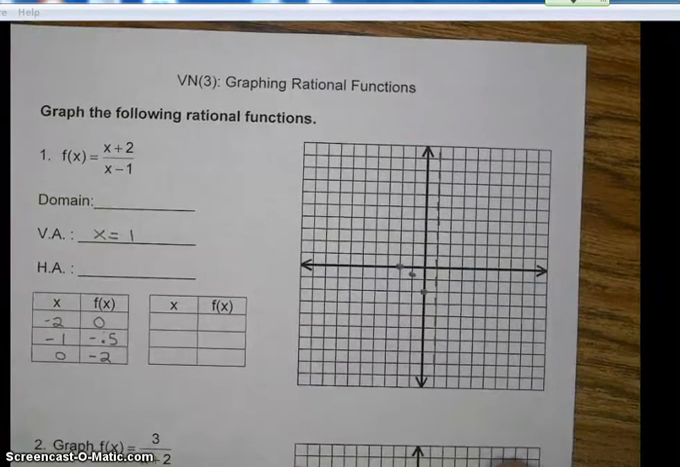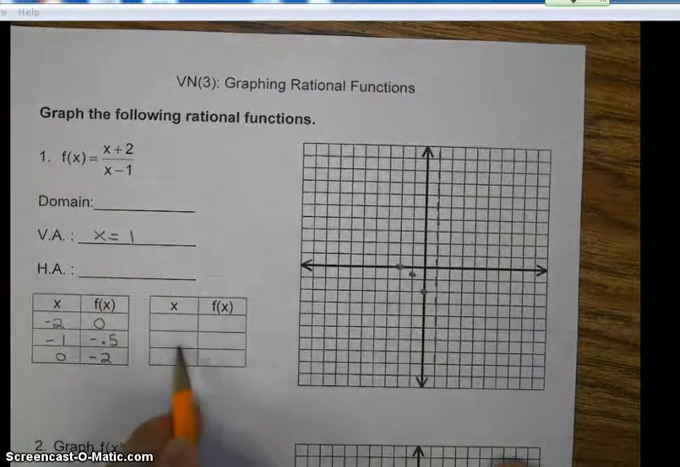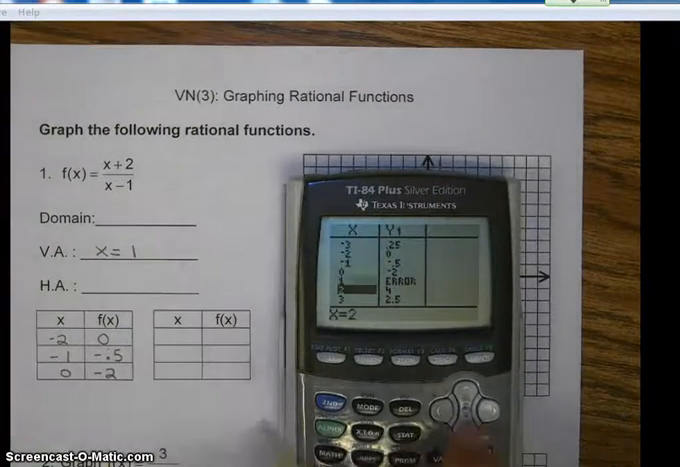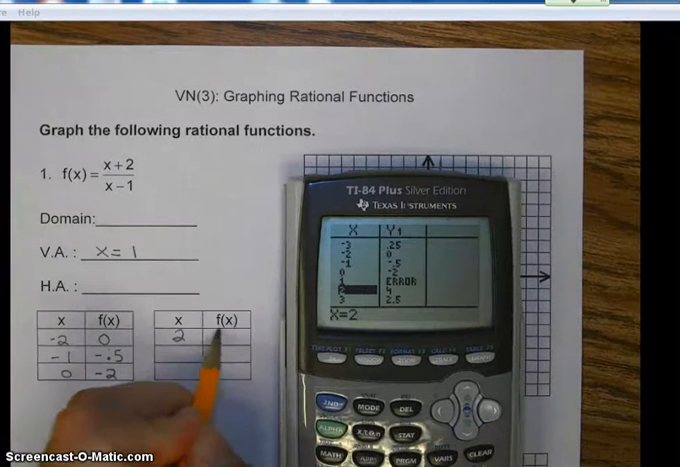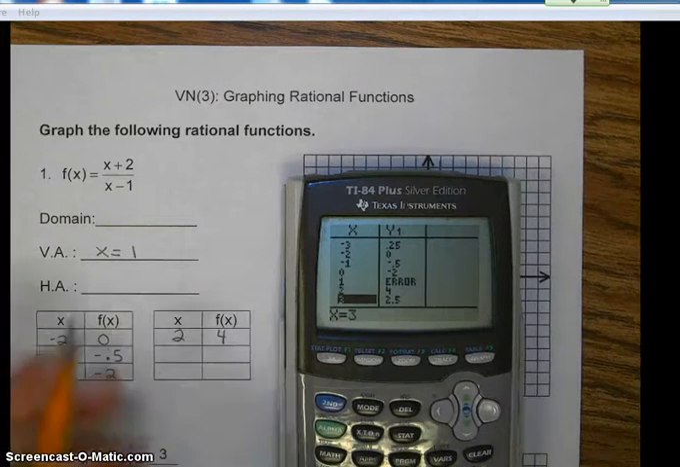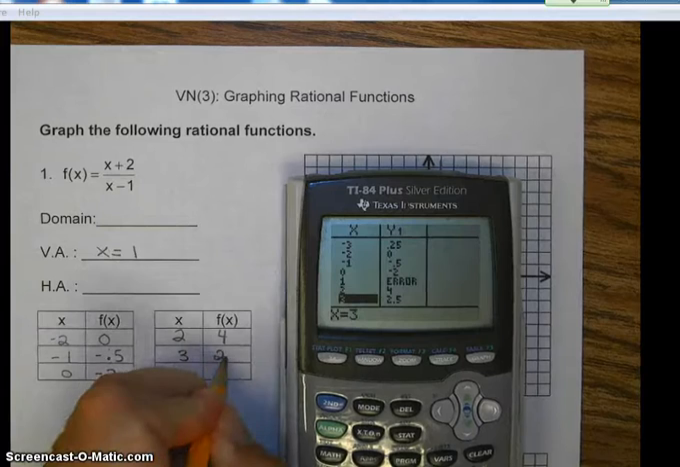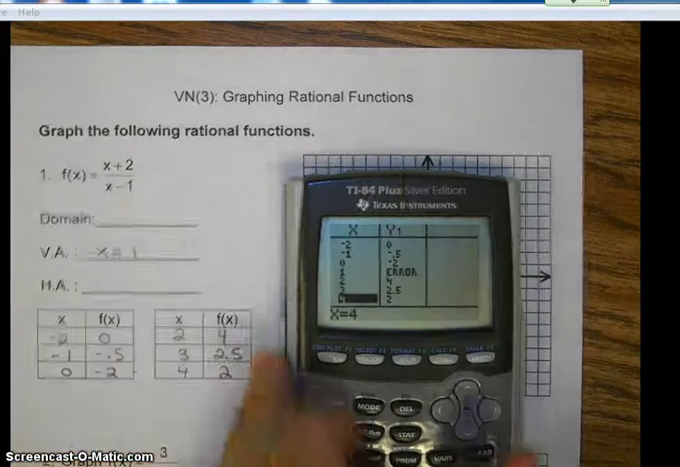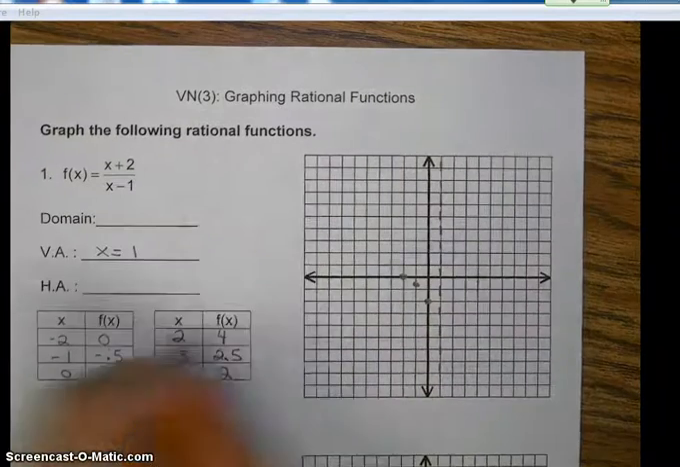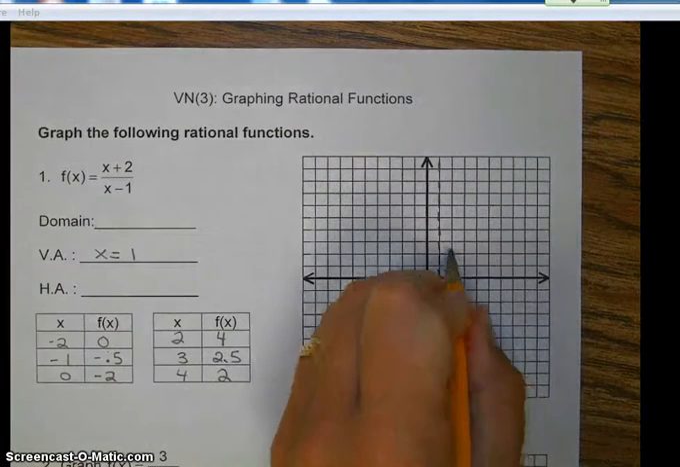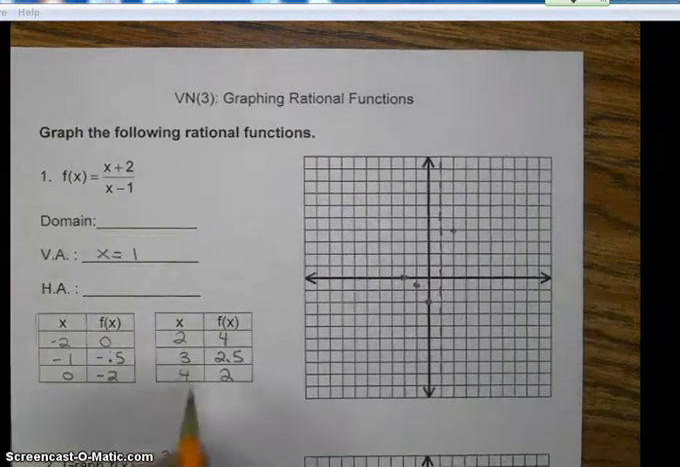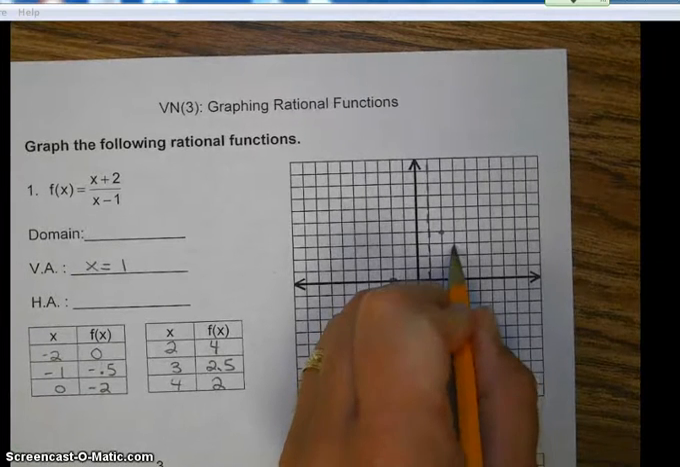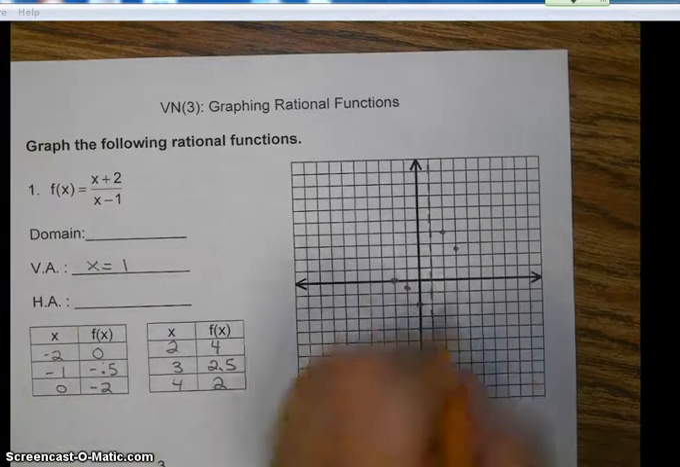Now let's get the other side of the coin, if you will. We have 2, 4; 3, 2.5; and 4, 2. So let's plot those points: 2, 4; 3, 2.5; and 4, 2.